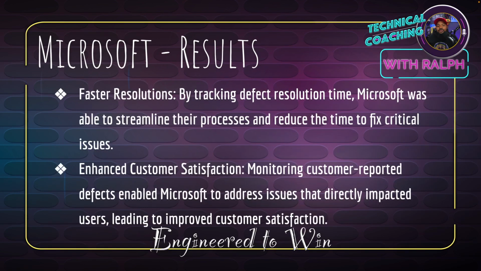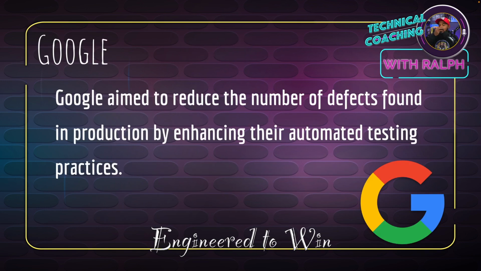Also, faster resolution times. By tracking defect resolution time, Microsoft was able to streamline their processes and reduce the time to fix critical issues. Enhanced customer satisfaction was another result. Monitoring customer reported defects enabled Microsoft to address issues that directly impacted users, leading to improved customer satisfaction. So that's a win, all right? Next up, let's talk about Google.